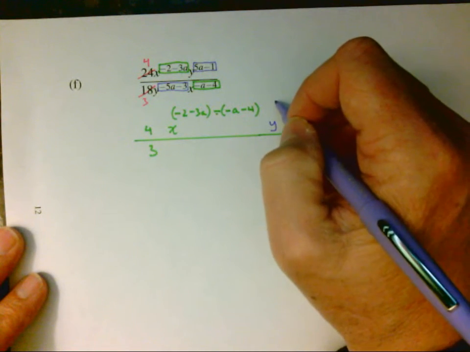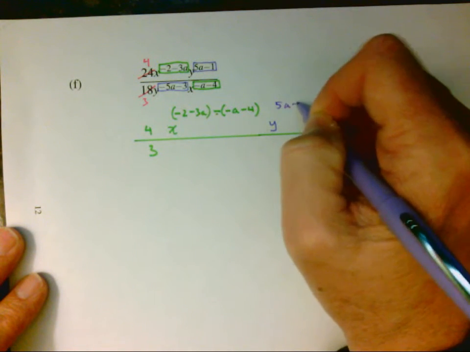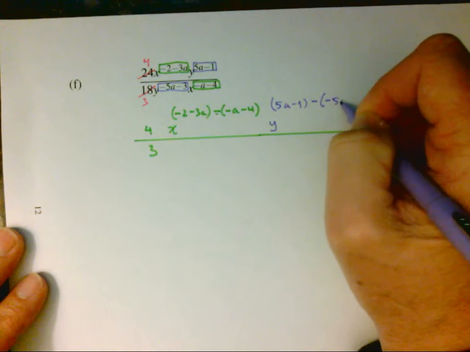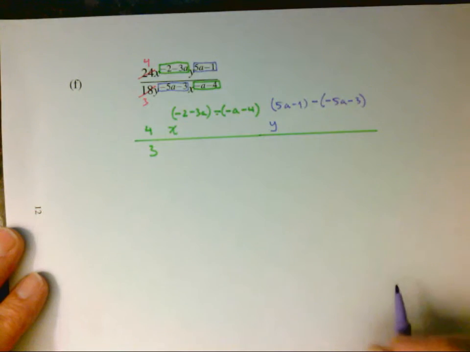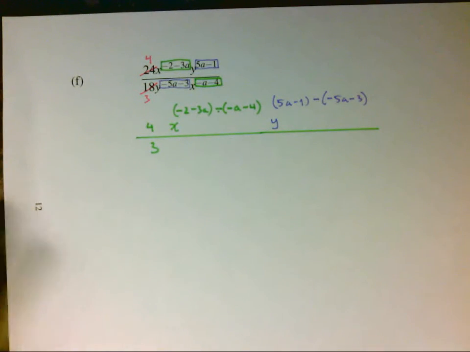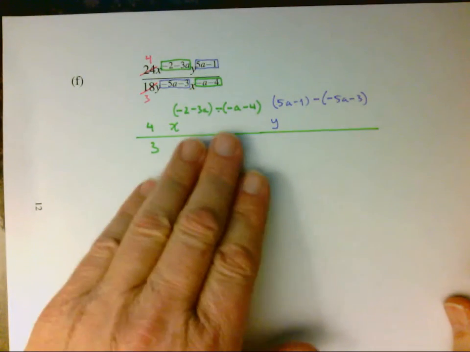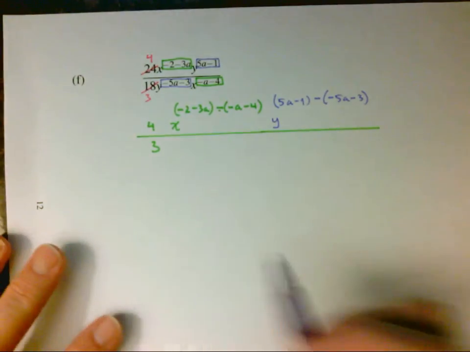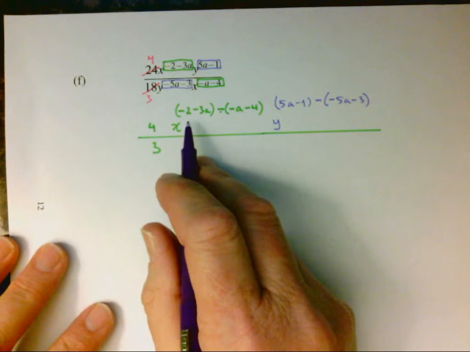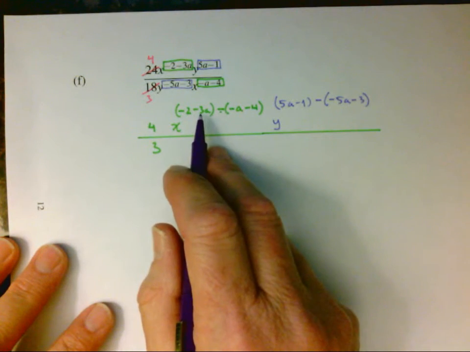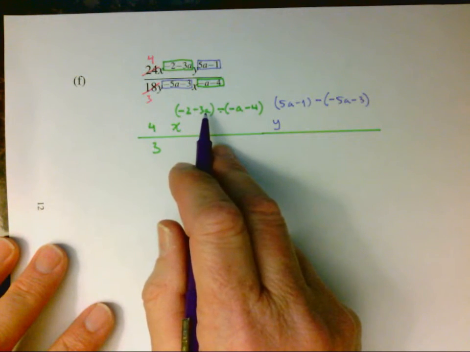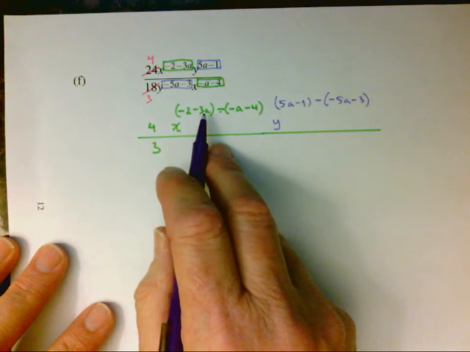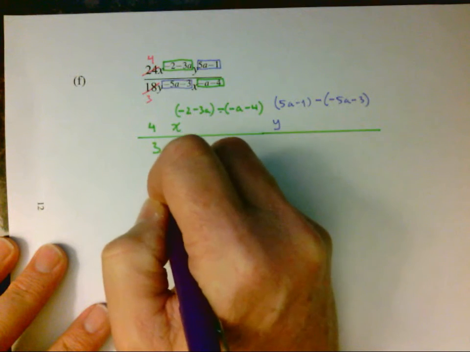Y to the 5a minus 1 minus a negative 5a minus 3. So these exponents each can be simplified because we can combine like terms. Since the exponents are in terms of a variable a, we have no way of knowing whether they are positive or negative unless we know what a is. So I'm just going to write it as though they're positive.